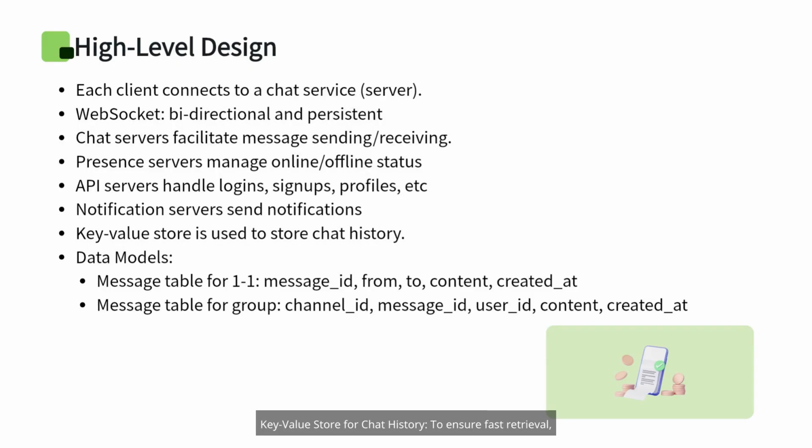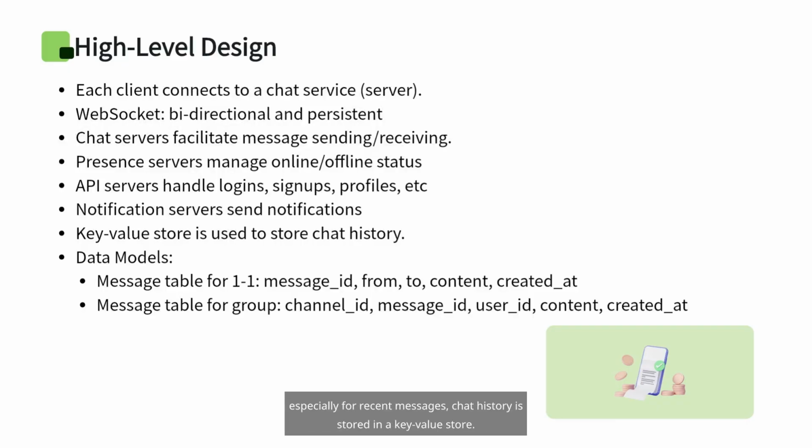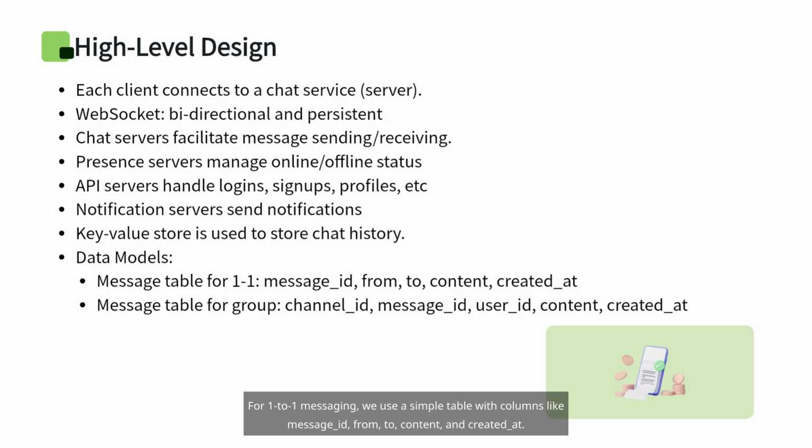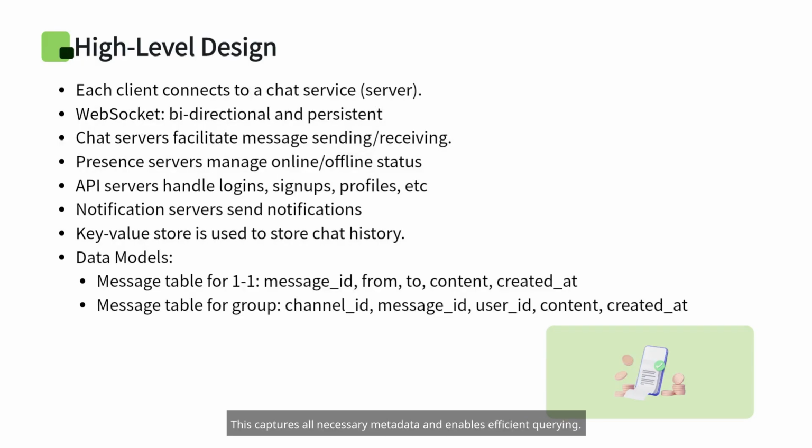Key value store for chat history. To ensure fast retrieval, especially for recent messages, chat history is stored in a key value store. This is optimized for speed and typically backed by persistent storage for long-term reliability. Data models. For one-to-one messaging, we use a simple table with columns like message ID, from, to, content, and created at. This captures all necessary metadata and enables efficient querying.